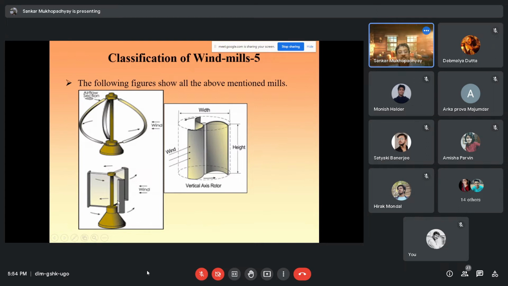Same like this, as if there are three different boards, and these are being pushed by the wind. So these are basically operating through dragging forces. Wind is trying to push them and make a rotation, which is connected to the vertical shaft, which is 90 degrees to the earth plane. So these are the vertical type wind turbines.